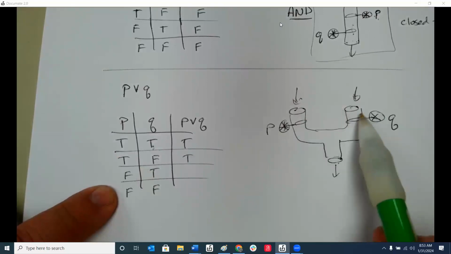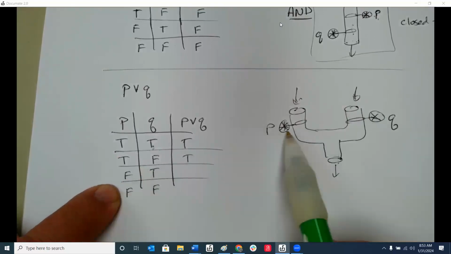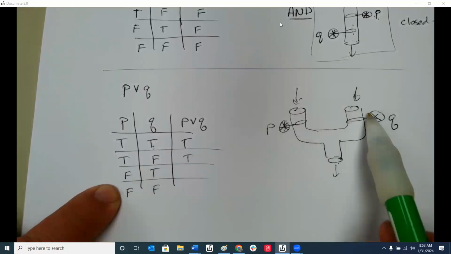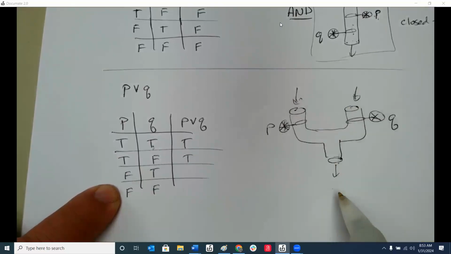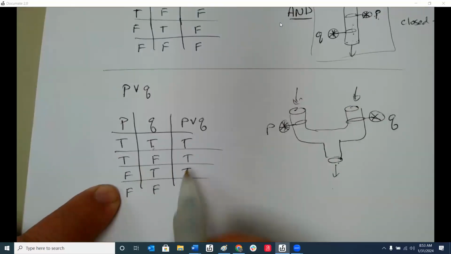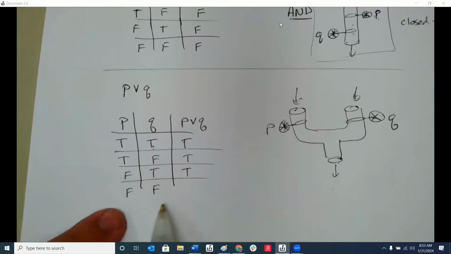In the or statement, I mean, is the third one. If the first one's closed, second one's open, and I pour water in there, will water come out? The only time water will not come out is if they're both closed.